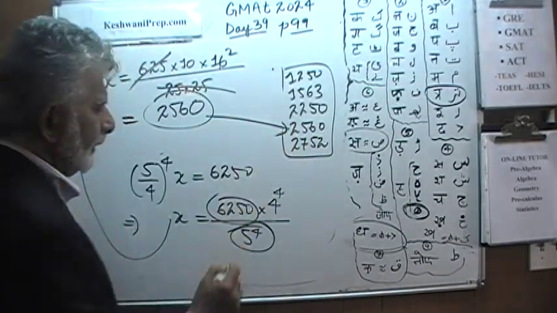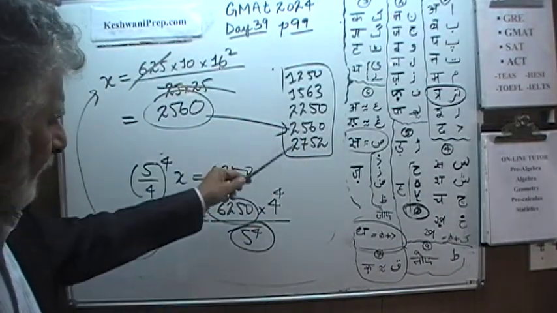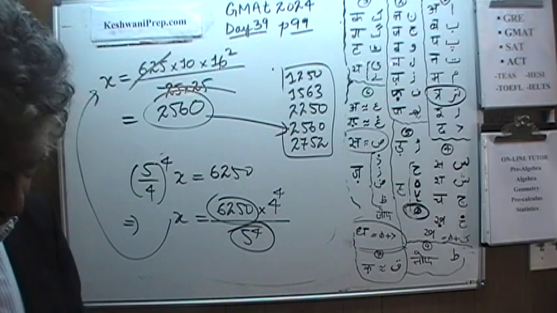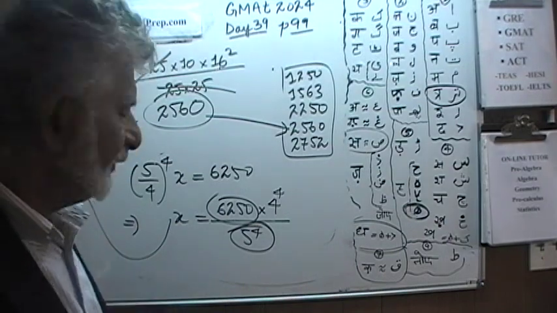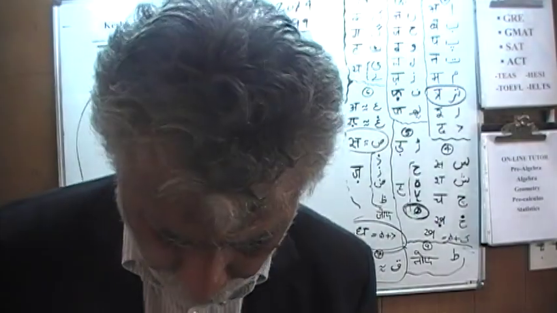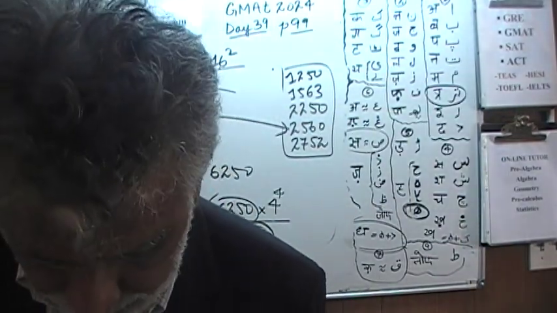Right there. The answer is C. Or rather, the answer is D. What letter it is does not matter. The answer is 2560.